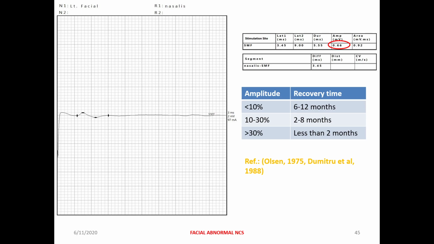By this, you can also tell the prognosis. If the amplitude on the affected side is less than 10% compared to the normal side, recovery will happen within 6 to 12 months. If it falls between 10 to 30%, for example in this patient, recovery may take 2 to 8 months. And if it is more than 30%, definitely you can expect recovery within 2 months. This is backed by research also. So here we have to compare amplitude between right and left.